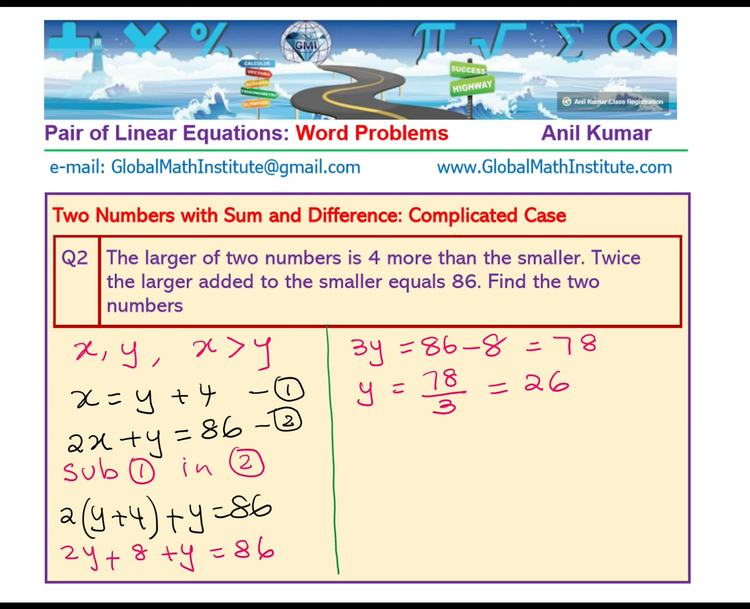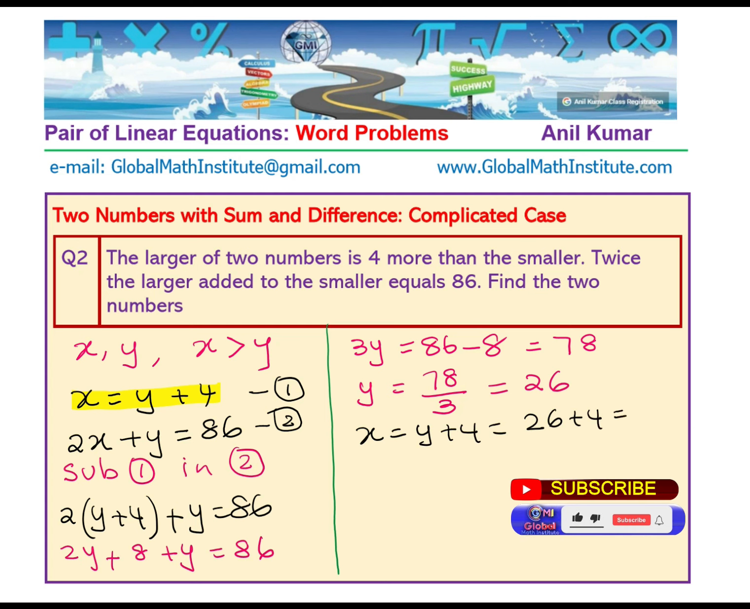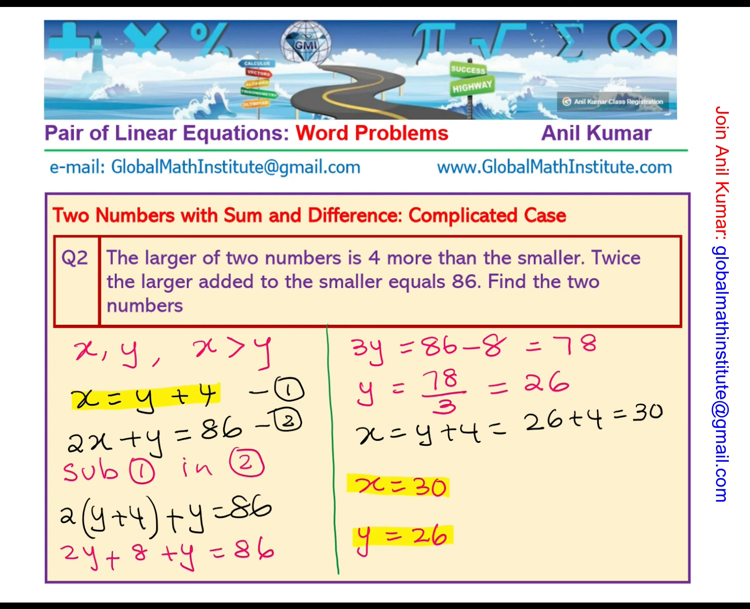Once you have the value of y as 26, you can find what x is using one of your equations. So x is equal to y plus 4. That means it is 26 plus 4, which is equal to 30. So we get our solution for x and y, correct? Our solution here is that x is equal to 30 and y is equal to 26. You can see x is larger than y by 4. Makes sense? Great.